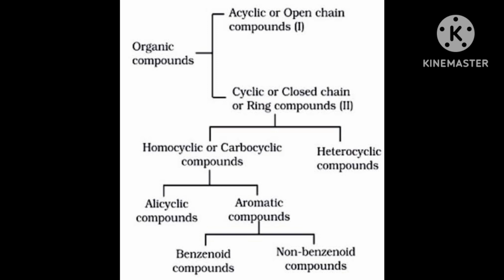Now another example I am telling you. Another example of an open chain compound is acetic acid. I told you its group is the COOH group, that is the carboxylic group. In all acids this group will be attached, COOH. Then here COOH, then here what will happen?